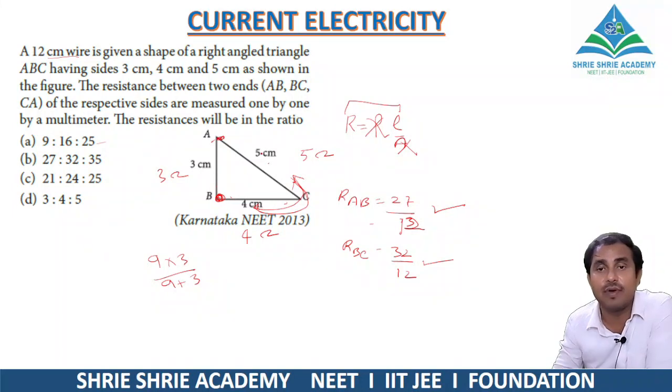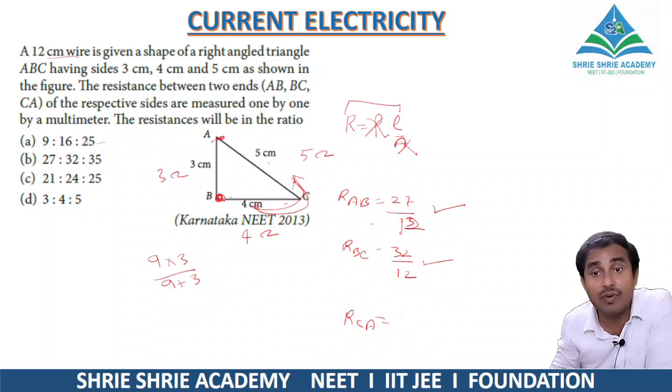Between BC you get 32 by 12. BC means 5 plus 3, 8, and 8 into 4 is 32 by 12. Now CA is left out. Then this becomes 3 and 4 in series, so you get 7. CA means from here to here, 4 plus 3, 7, right? So 7 and 5: 7 into 5 is 35, R1 R2 divided by 7 plus 5, 12.